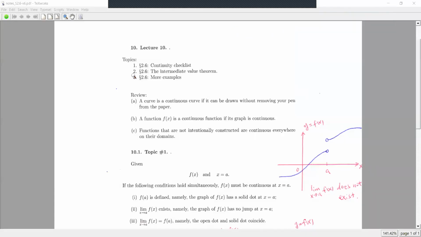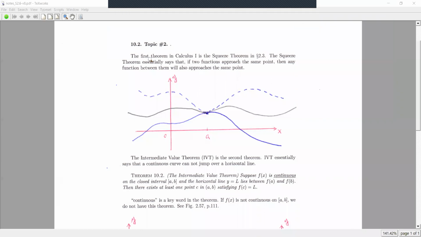Now, topic 2, the intermediate value theorem. The first theorem in calculus 1 is the squeeze theorem. Squeeze theorem is in section 2.3. The theorem essentially says that if two curves approach the same point, then any curve between them will also approach the same point. This diagram shows one example.